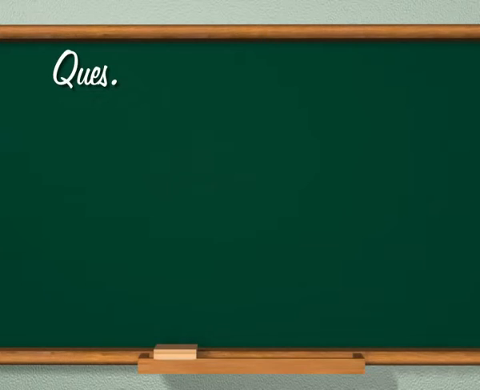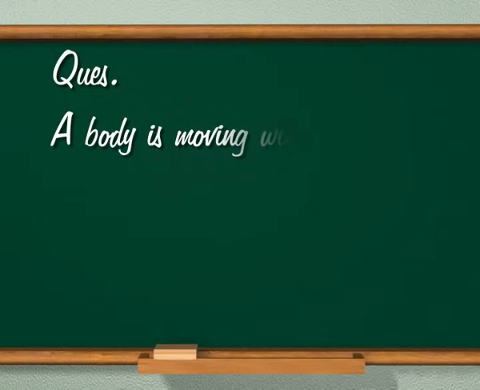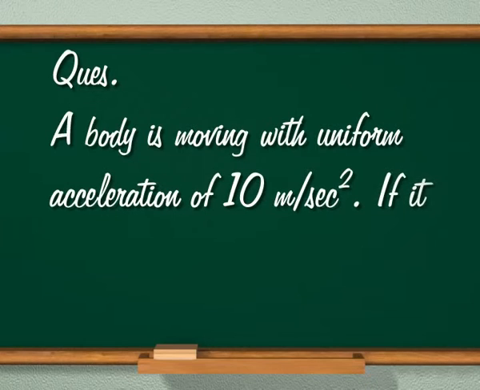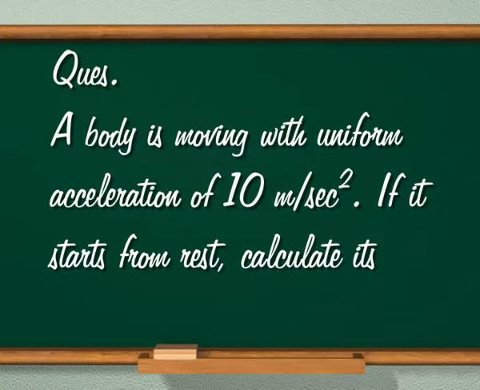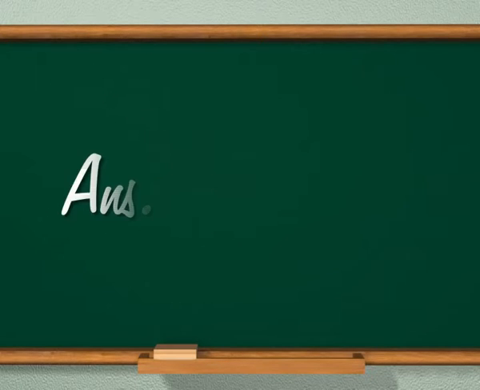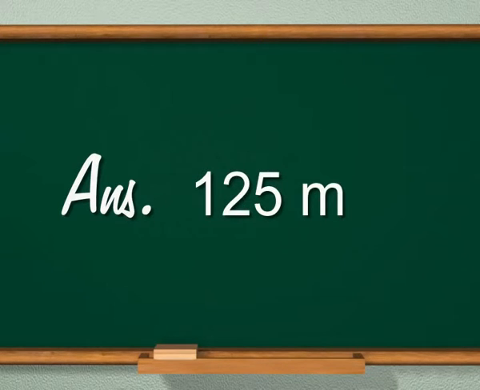The first question is, a body is moving with uniform acceleration of 10 meter per second square. If it starts from rest, calculate its displacement after 5 seconds. The answer is 125 meters.